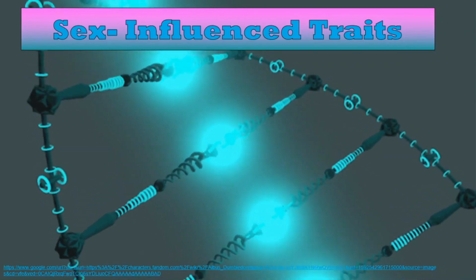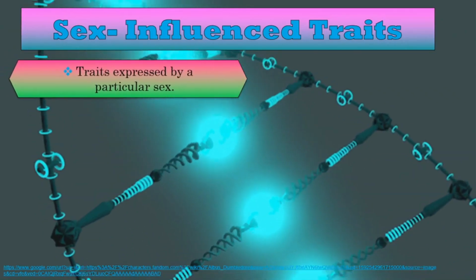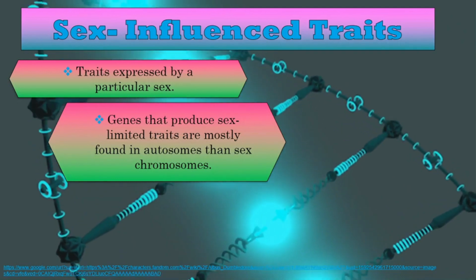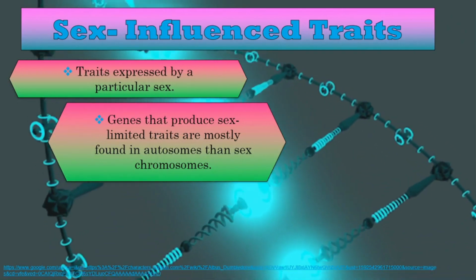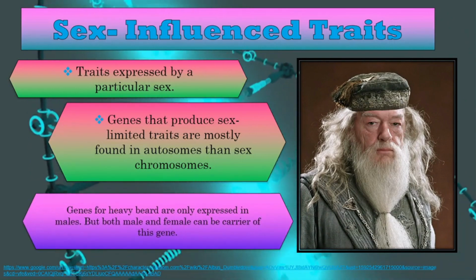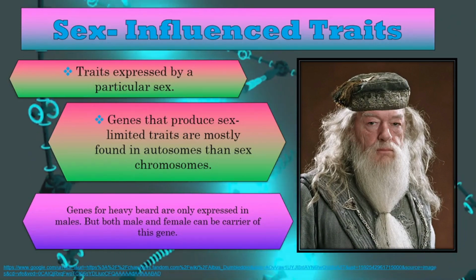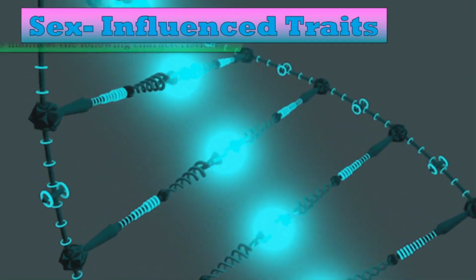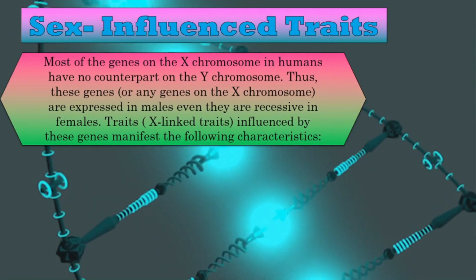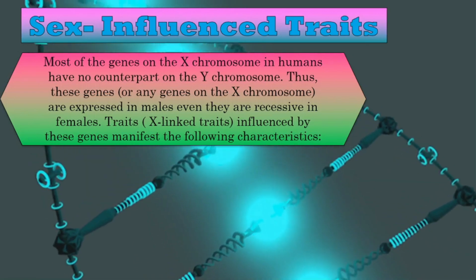Next are the sex-influenced traits. These traits are expressed by a particular sex. These are the genes that produce sex-limited traits that are mostly found in autosomes rather than sex chromosomes. An example of this is birds. Genes for a heavy bird are only expressed in males, but both male and female can be carriers of this gene. In sex-influenced traits, most of the genes on the X chromosome in humans have no counterpart on the Y chromosome. Thus, these genes or any genes on the X chromosome are expressed in males even if they are recessive in females. The X-linked traits influenced by these genes manifest the following characteristics.